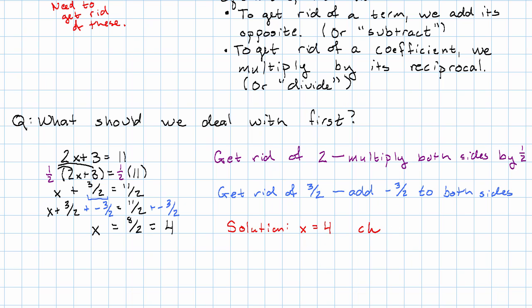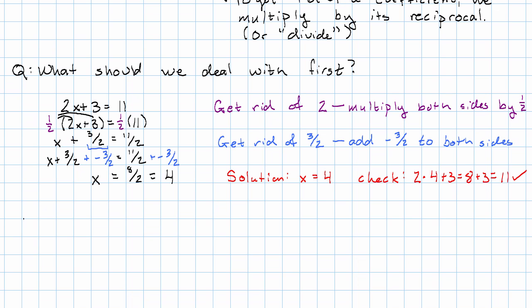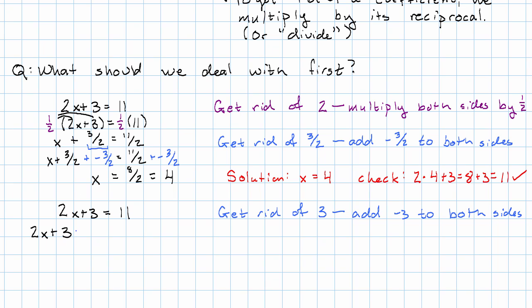And I can check that by saying 2 times 4 plus 3, that equals 8 plus 3, which really is 11. Okay, what if instead of that, I had chosen to get rid of the 3 first? Starting again with 2x plus 3 equals 11, I'll add negative 3 to both sides. So I have 2x plus 3 plus negative 3 equals 11 plus negative 3.